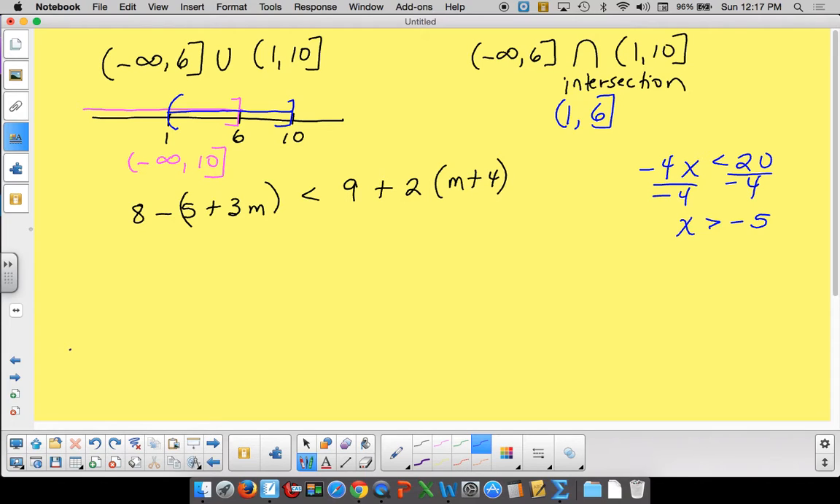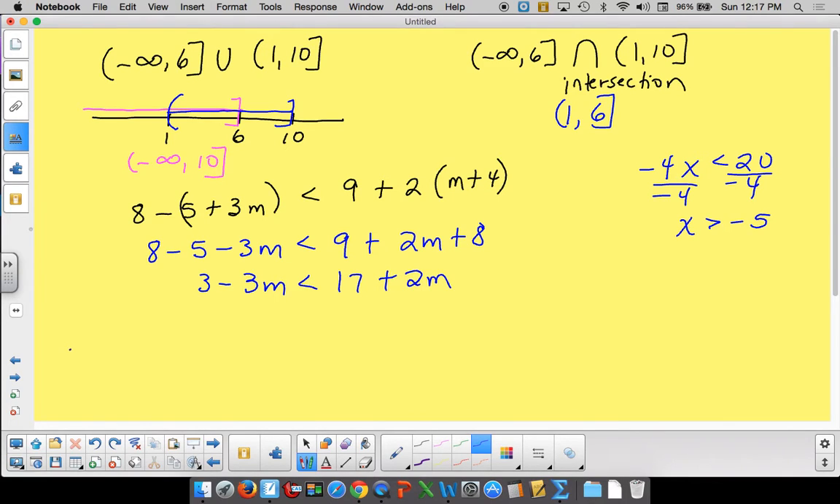I also want to, well, I'll point this out at the end. Let's go ahead and solve this one. So if we solve this problem here, we would need to solve for m. I need to distribute the negative sign, so I'm going to make that negative 5 minus 3m. Over here, I'm going to distribute the 2, make that 2m plus 8. I'm going to combine like terms, so that's really 3 minus 3m. Add 9 and 8, I get 17 plus 2m.